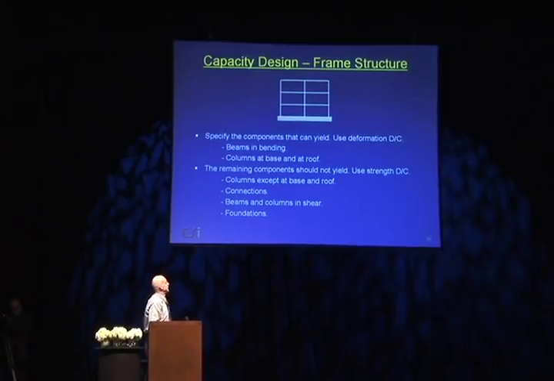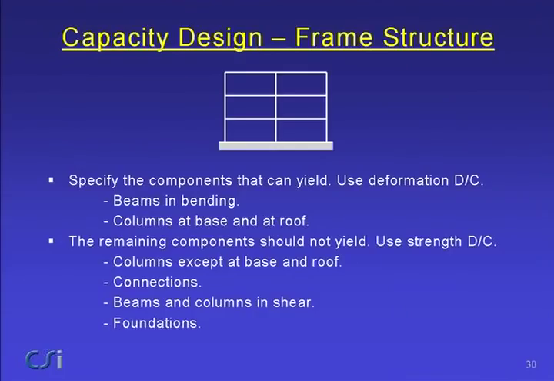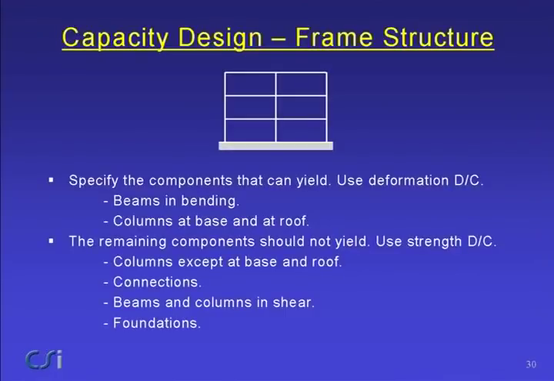For a frame structure, typically what you would do is specify that the beams can be inelastic in bending, and maybe the columns can yield at the base because it's hard to stop them, and at the roof where you've got two beams in one column, maybe the column can yield there also. But in between, you'd want the strong column, weak beam behavior because this is basically desirable. And so you'd want the columns, except at the base and the roof, to remain elastic. You might want the connections to remain elastic. You might want beams and columns to remain essentially elastic in shear. And you might want no damage in the foundations because that can be difficult to repair.